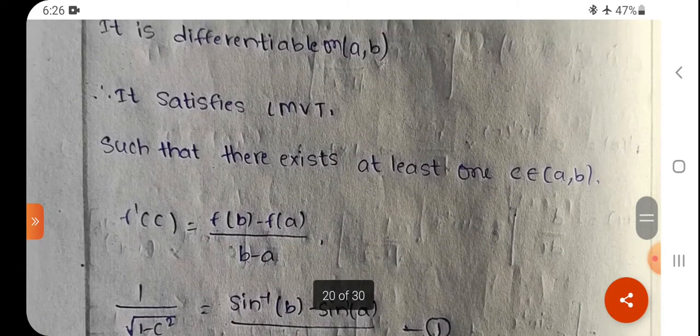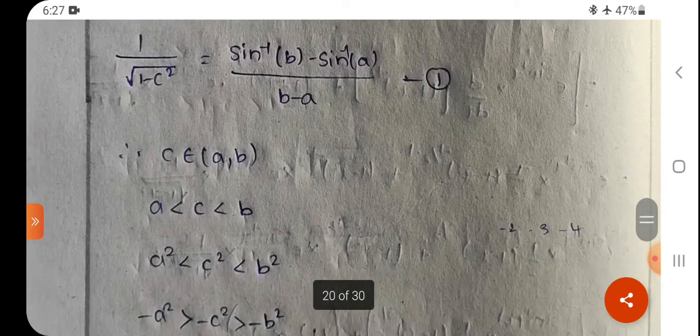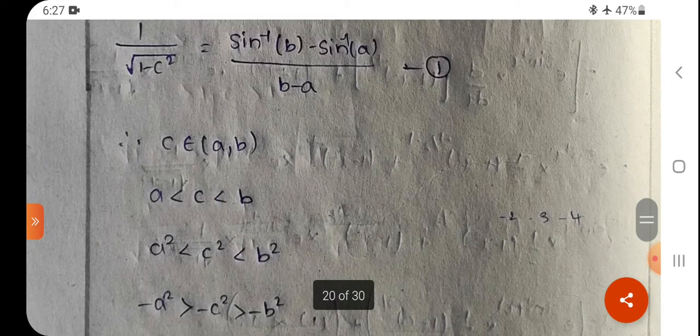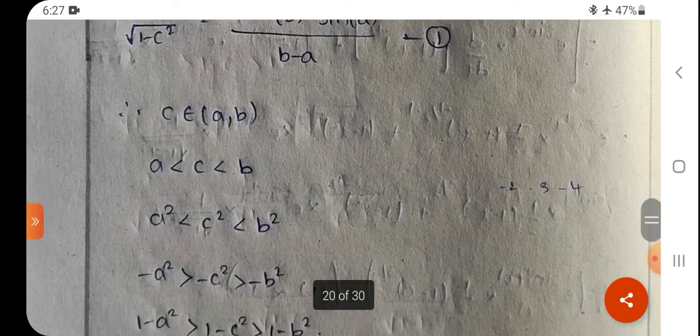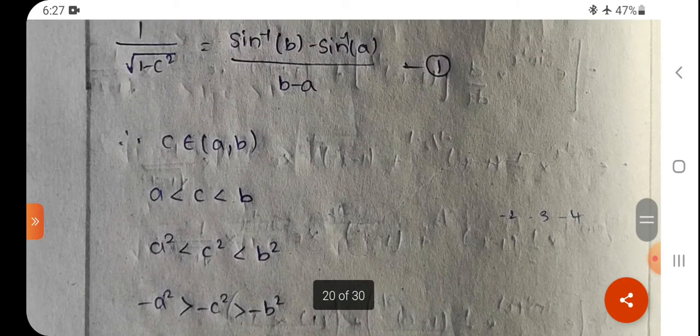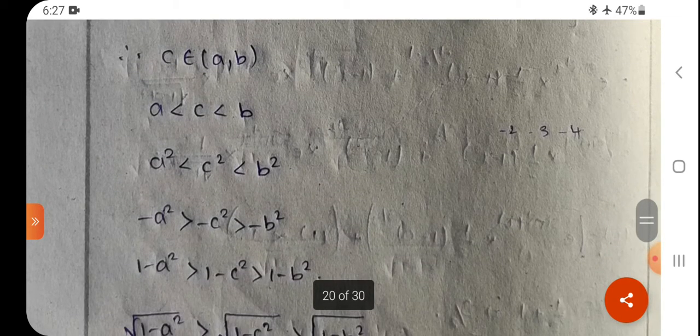So after getting that middle term, apply the Lagrange principle, and after getting the c value, make it equation 1. Since c belongs to (a, b), c lies between a and b. The left side of equation 1 is what you need to get from that.